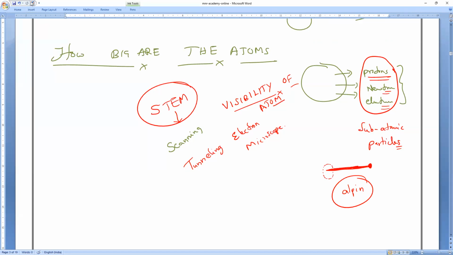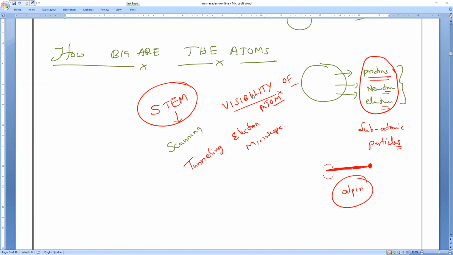In STEM technology, you remember, billions of atoms will be present in just the tip of an Alpin. Imagine how small it is. The atoms are so small that we cannot even see them with powerful microscopes. Extremely small.